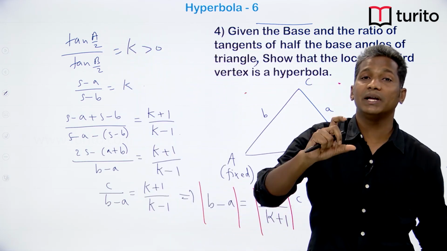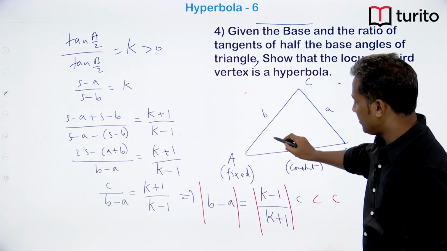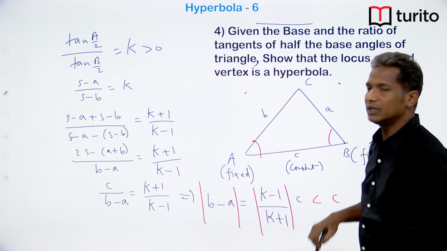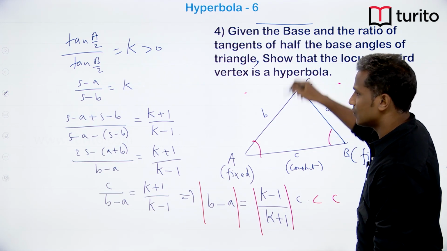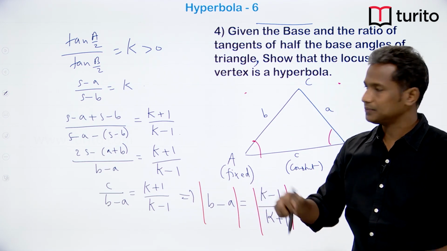That means a and b are equal. If a and b are equal, that means these two angles are equal. So that means the locus of C is going to be a perpendicular bisector.